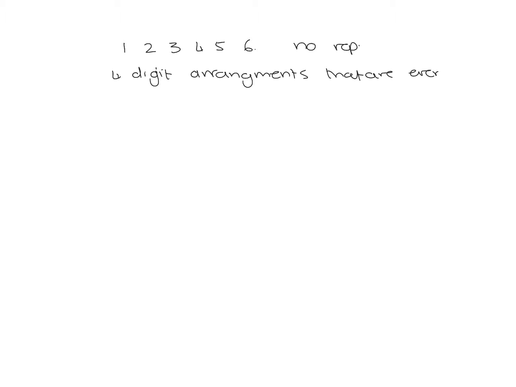So let's say we have the numbers 1, 2, 3, 4, 5, and 6. There's not going to be repetition. And I want to make 4-digit codes, or 4-digit arrangements, that are even and greater than 3,000. So let's see, there's an even option of 2, 4, and 6. So there's 3 options.